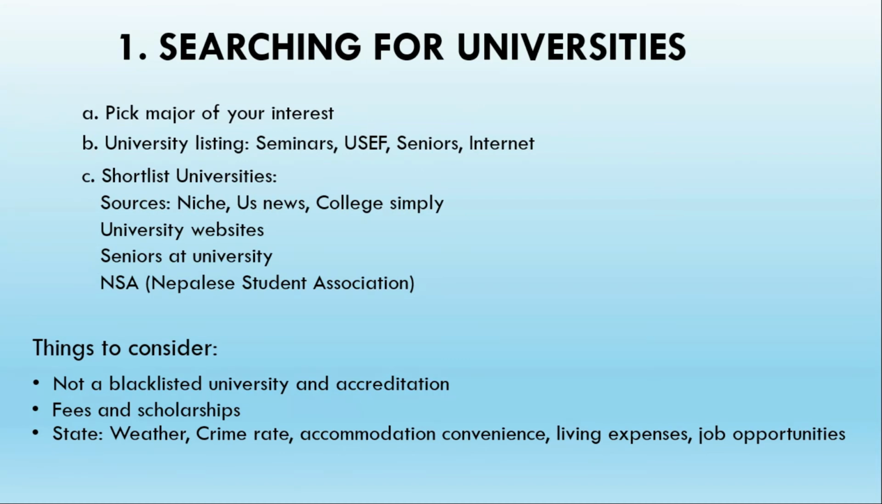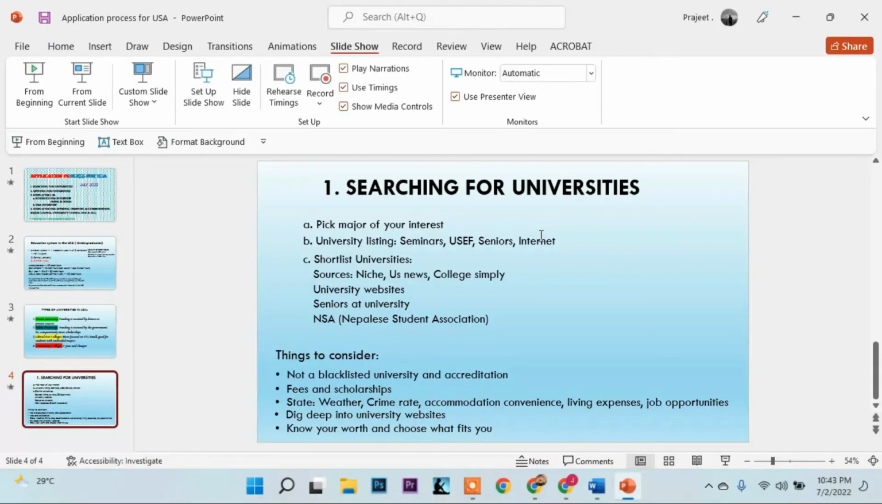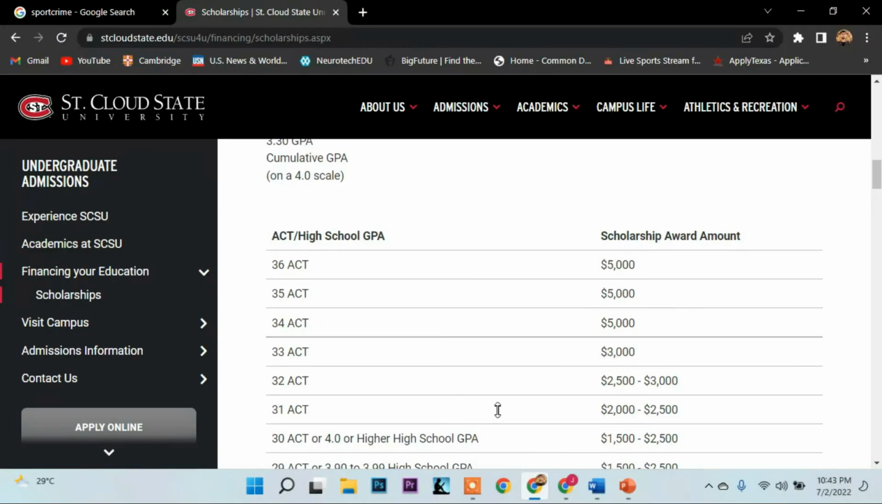Another thing is the crime rate. You don't want to end up in a university where there is an extremely high crime rate, right? You might even see and hear the news these days, the gun shootings and everything. So make sure to keep an eye on the rate. I'll give you one website that will help you with that.